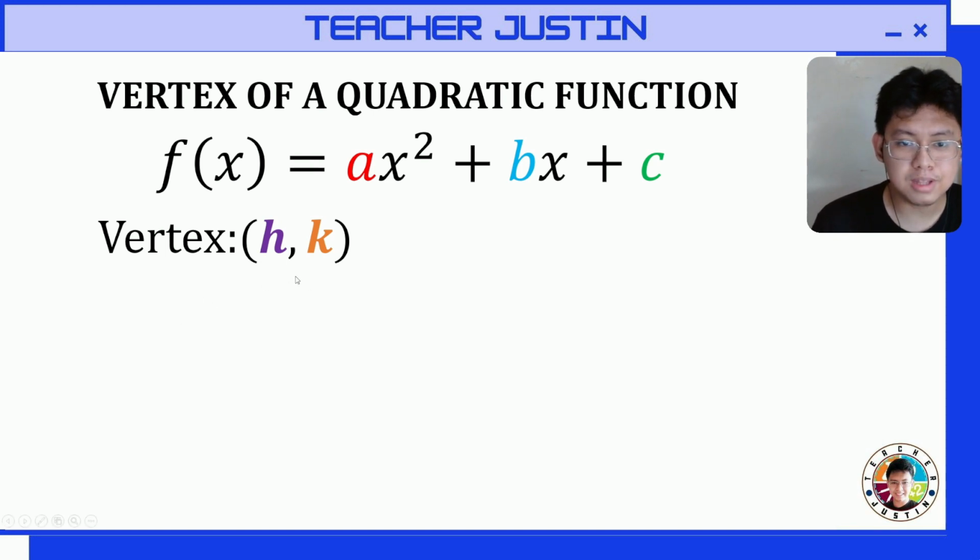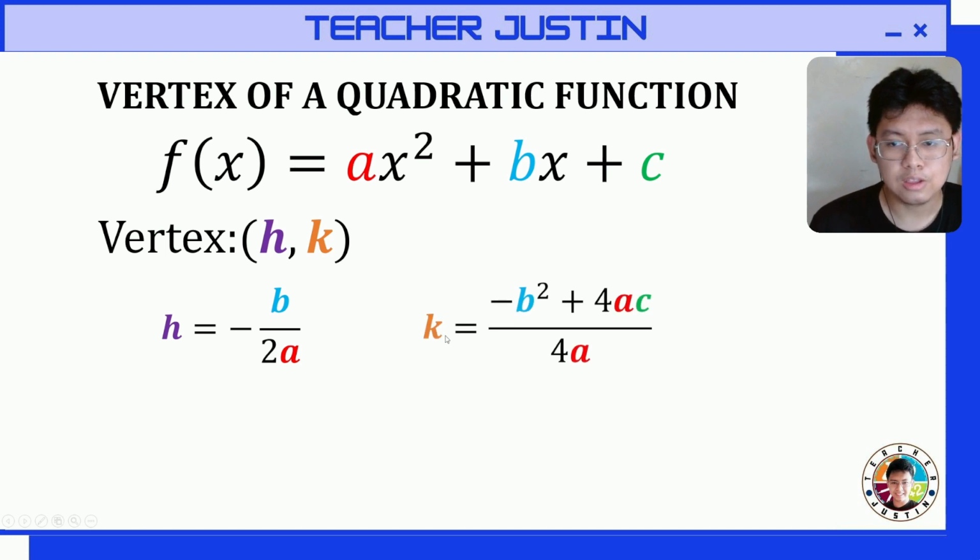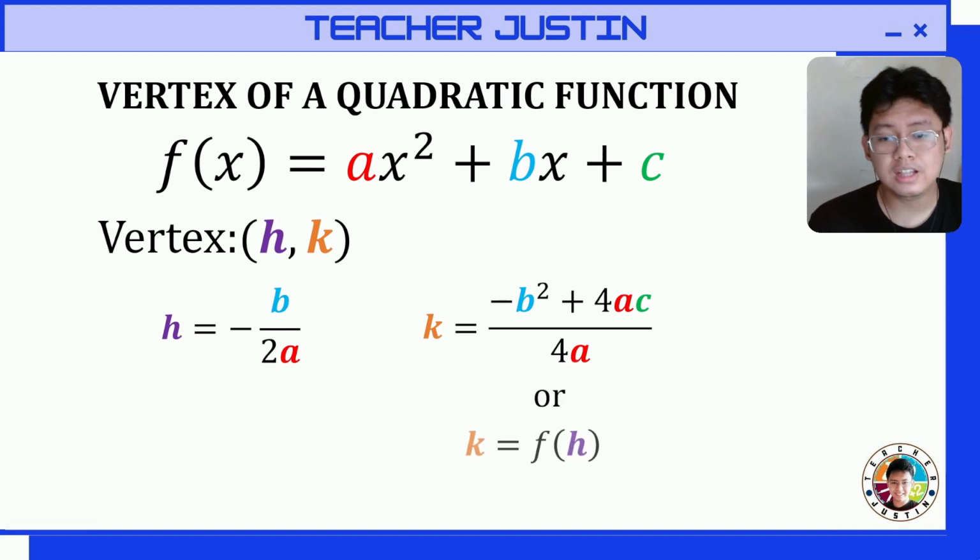Now, yung bawat coordinate natin ng vertex, meron siyang formula. So, for the x-coordinate of our vertex, we have a formula h is equal to negative b over 2a. Tapos, yung k natin, yung y-coordinate, meron din siyang formula na k is equal to negative b squared plus 4ac all over 4a. Or, we can just substitute the value of our x-coordinate na nakuha kanina dun sa ating original quadratic function and then simplify it to get the value of our k. And now, let's have our example in finding the vertex of our quadratic functions.